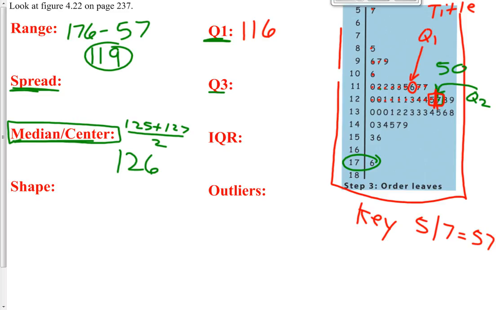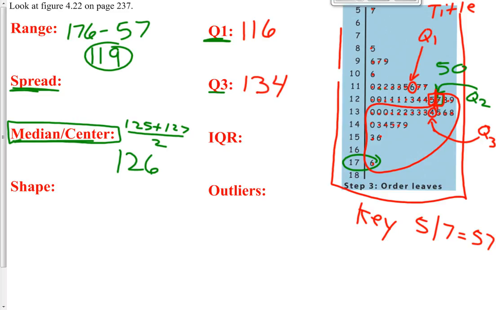We'll do the exact same thing for Q3. It's the median of the upper half. So here is the upper half of the data, and we're going to find the middle. Again, there are 25 data entries in the upper half, so we're going to go to the 13th data entry. 1, 2, 3, 4, 5, 6, 7, 8, 9, 10, 11, 12, 13. This right here is Q3, because there are 12 below it and 12 above it. So 134 is my Q3.